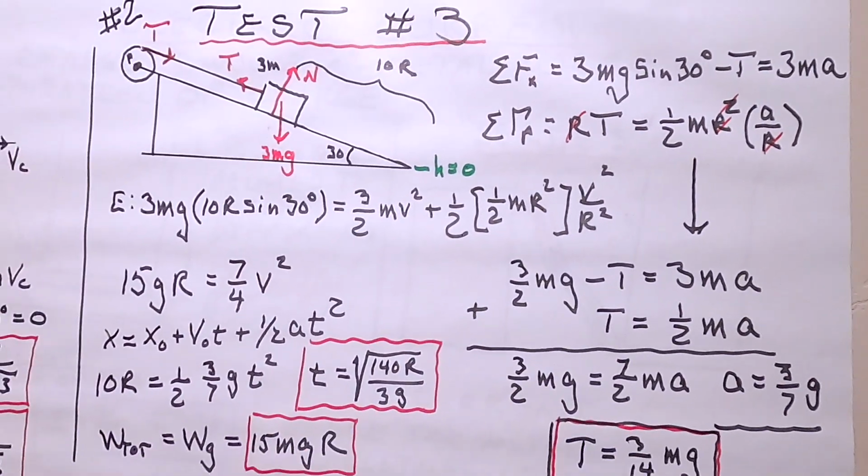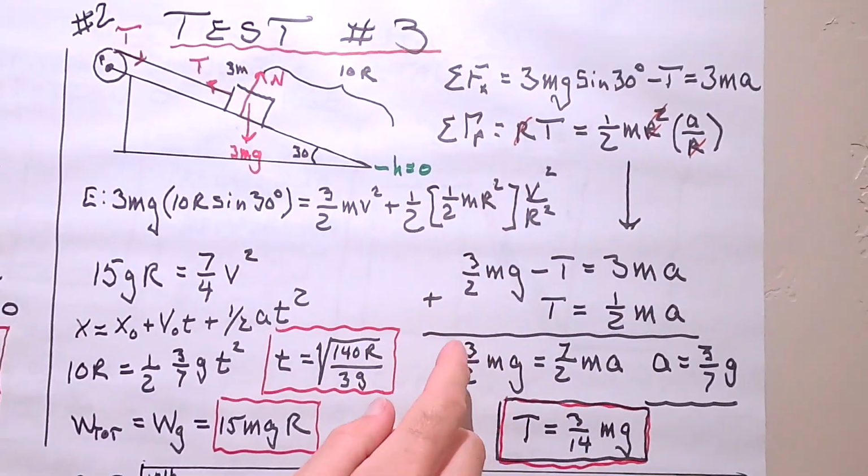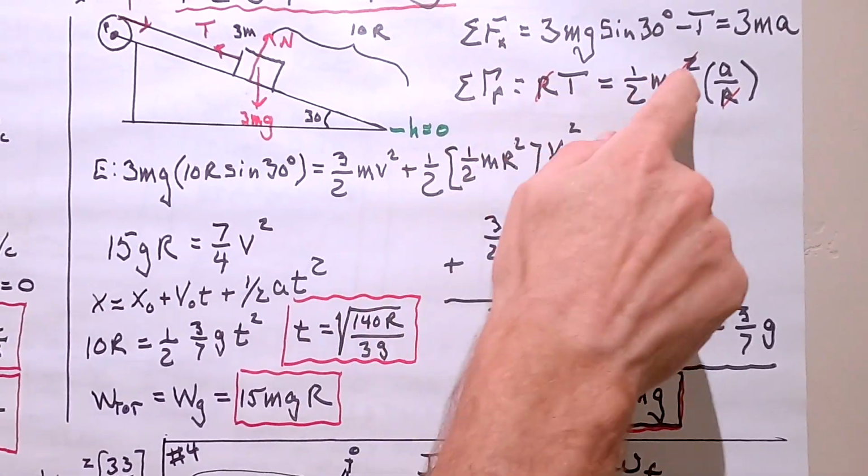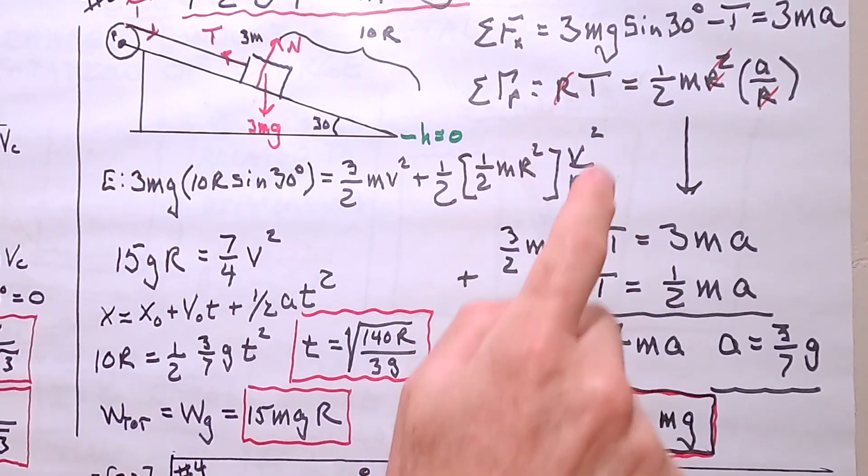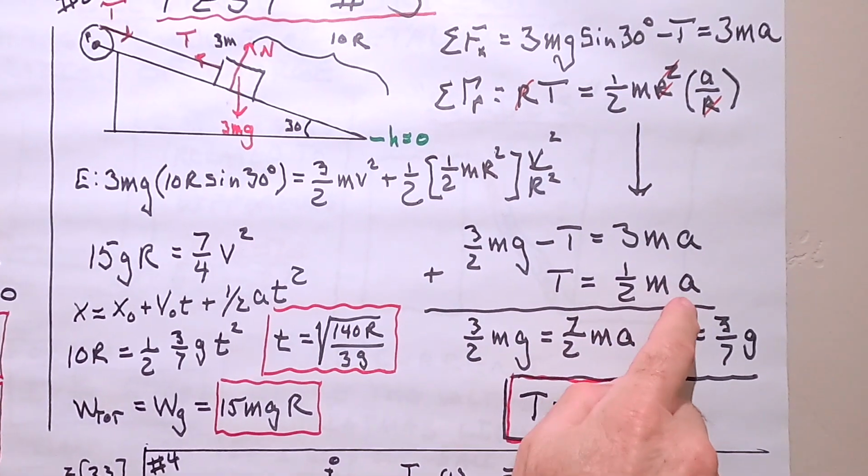And then I ask, what is the tension? Well, we use these two equations. All the R's cancel. So this bottom one is just T equals 1/2 MA.